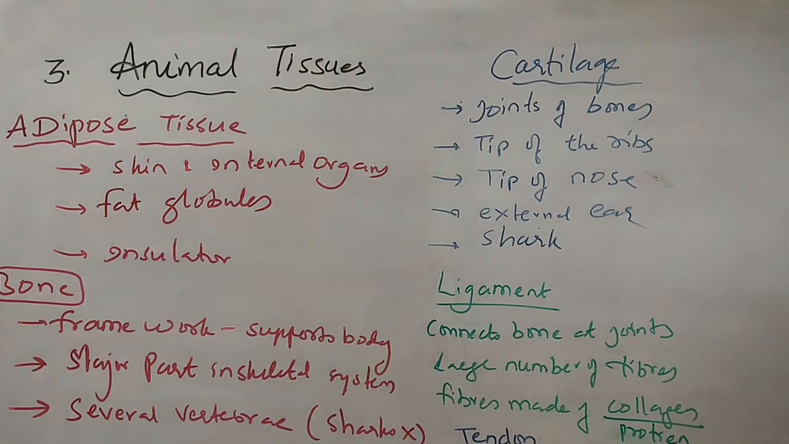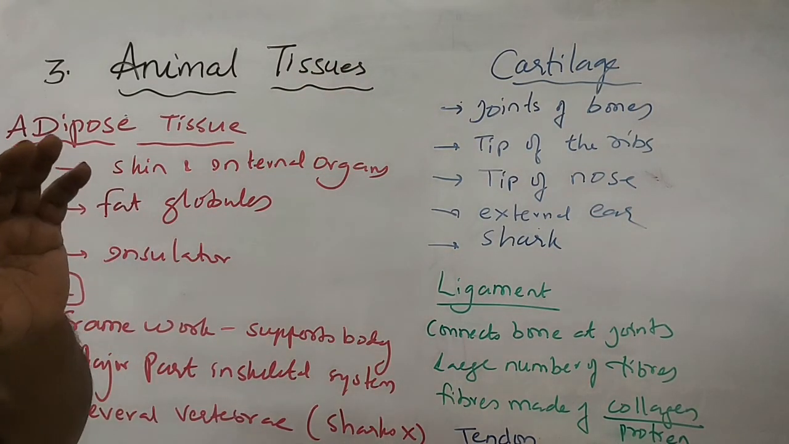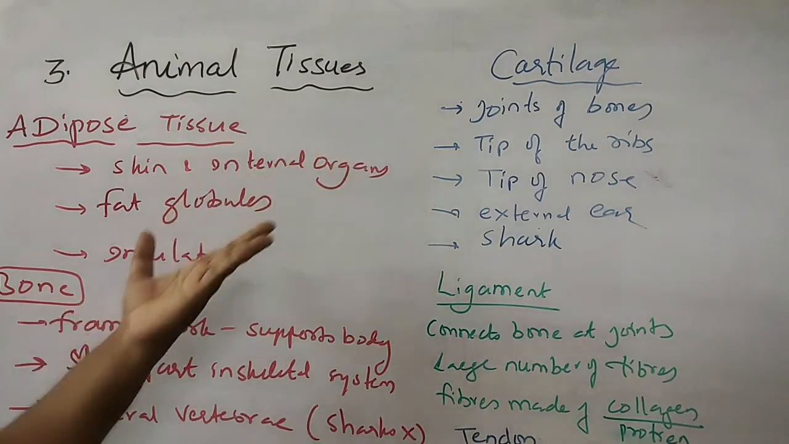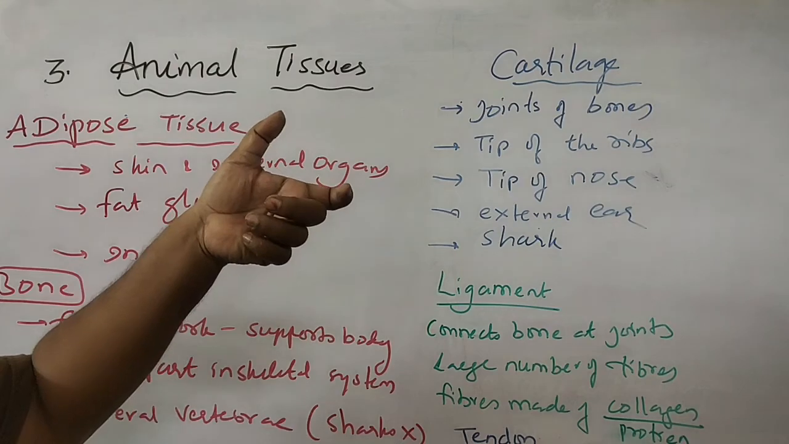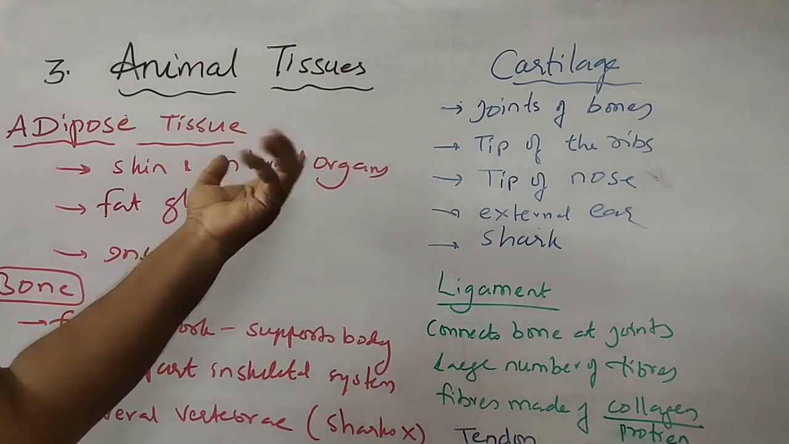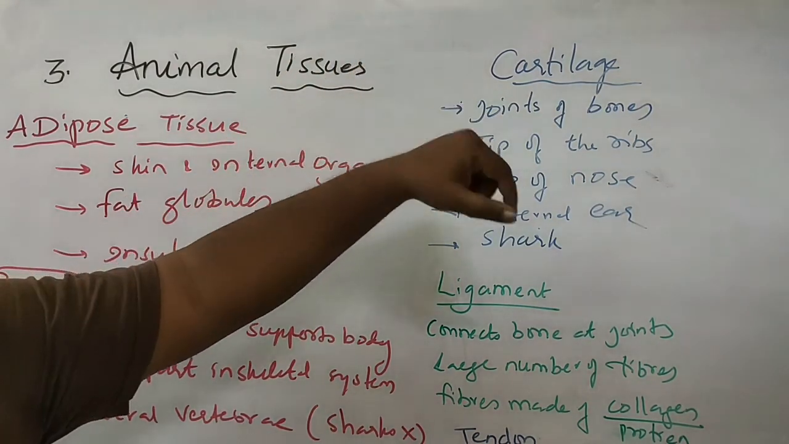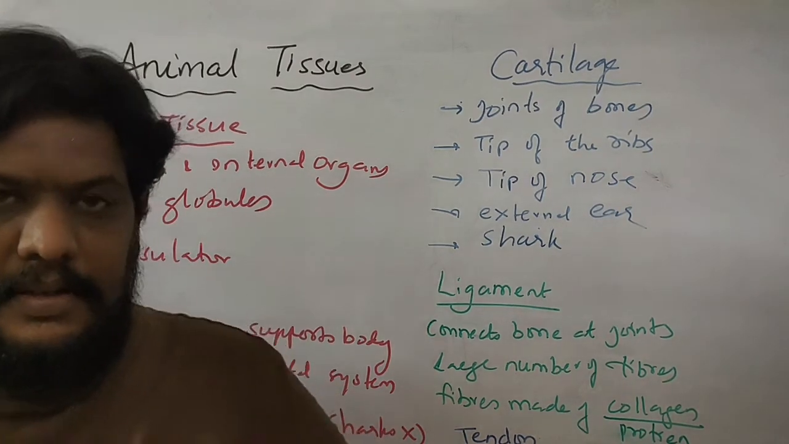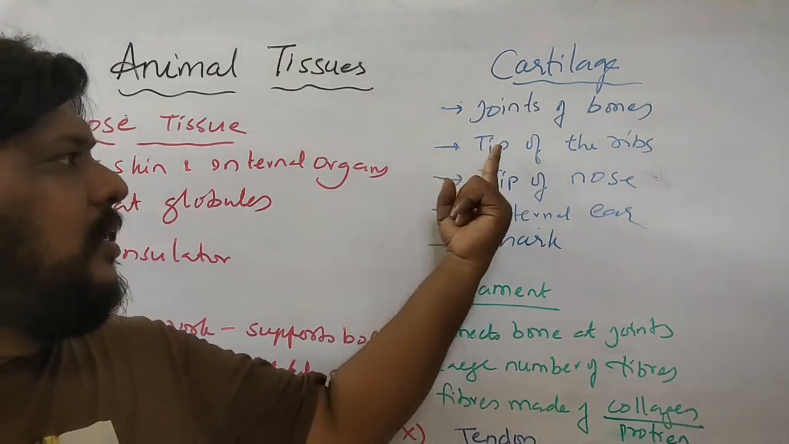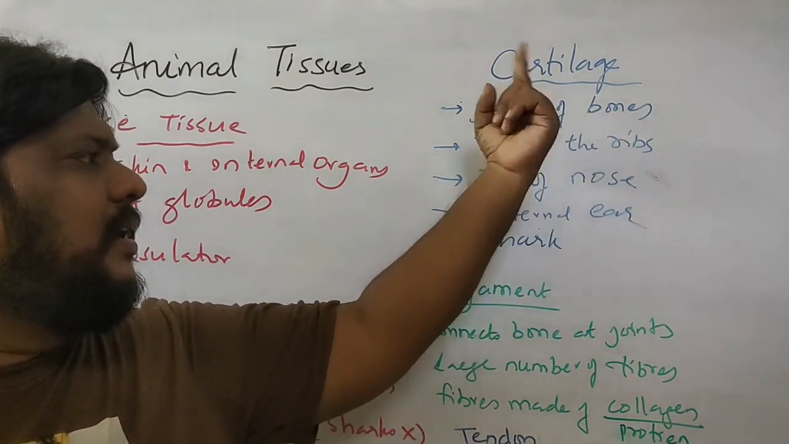Cartilage is a very delicate part, not as strong as the bone. It's not that hard. You can find this cartilage at the joints of the bones, and even at the tip of the ribs also. The tip of the ribs also has cartilage.